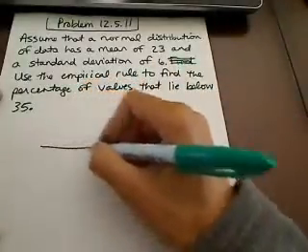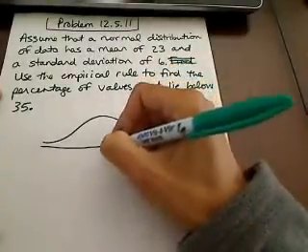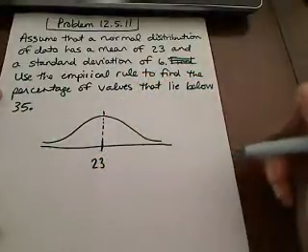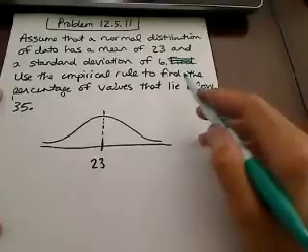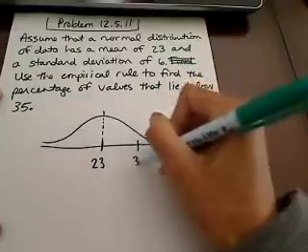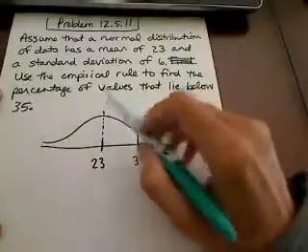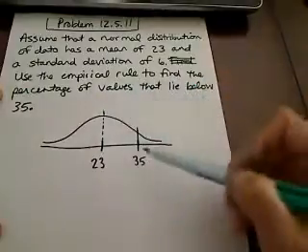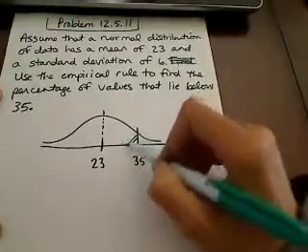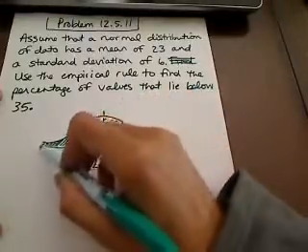Okay, so the first thing we need to do in this problem is just start with a curve, and we know that we're dealing with a mean right here of 23, and they're telling us a standard deviation of 6, and we want to find the percentage of values that lie below 35. So I'm going to put 35 right here, and I'm going to go ahead and shade what it is that we're looking for. They want us to find the percentage of values that are below 35, not just to the mean, but all the way below. So we're actually looking for all of this area here.